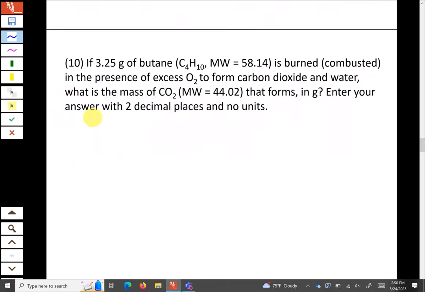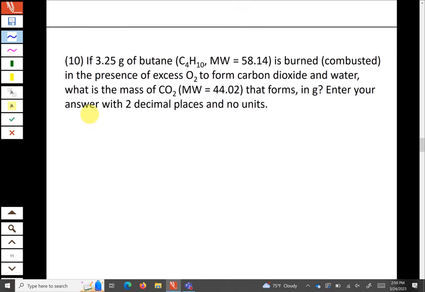Now the next couple questions are going to deal with stoichiometry. So number 10 here, if 3.25 grams of butane, which is the formula C4H10, is burned in the presence of O2 to form carbon dioxide and water, what is the mass of CO2 that forms in grams? All right, so first we need a balanced equation. Anytime we're doing stoichiometry, if they don't give us a balanced equation, we have to produce that before we can go forward at all.